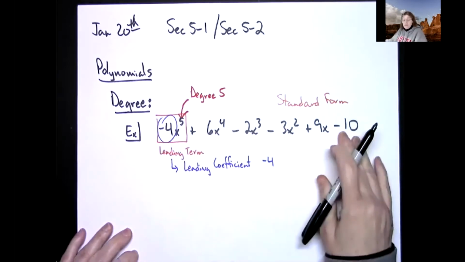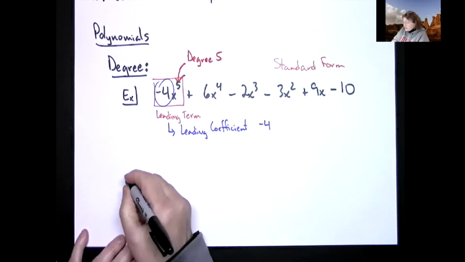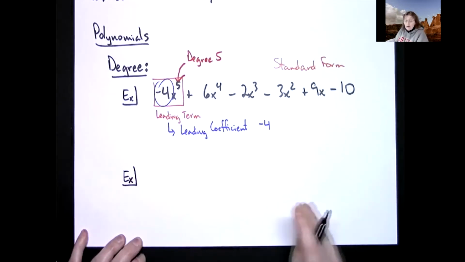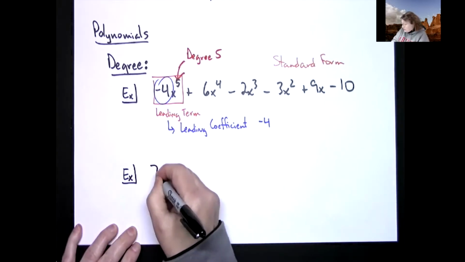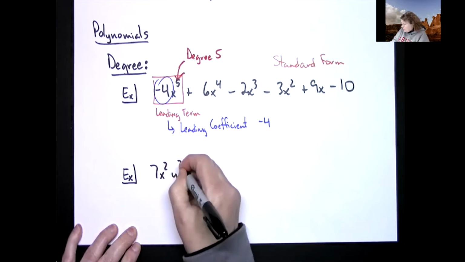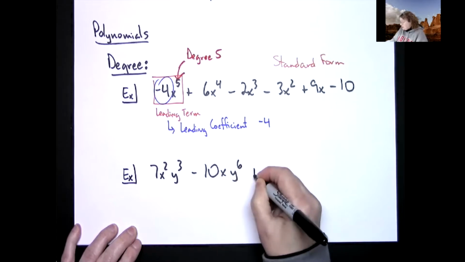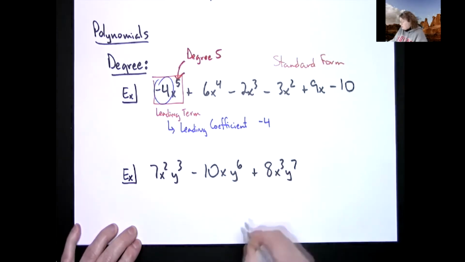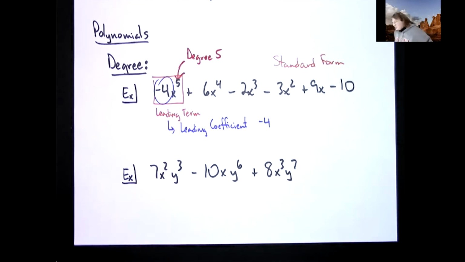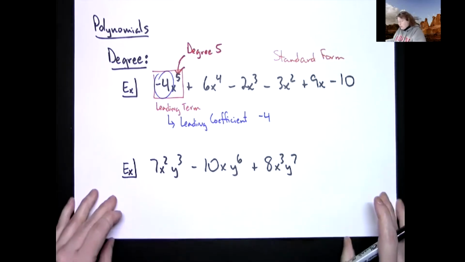Now this would be the easiest type because it's in a single variable. If I had an example with more than one variable, that's when it gets a little more challenging. So I could have something like 7x squared y to the 3rd minus 10x y to the 6th plus 8x to the 3rd y to the 7th. Let's not get too serious about this, let's just stop with 3 terms. But clearly it's a polynomial and I'm in multiple variables here.